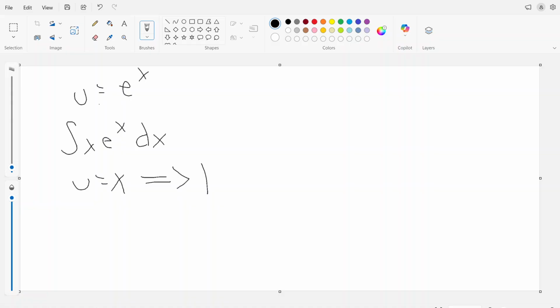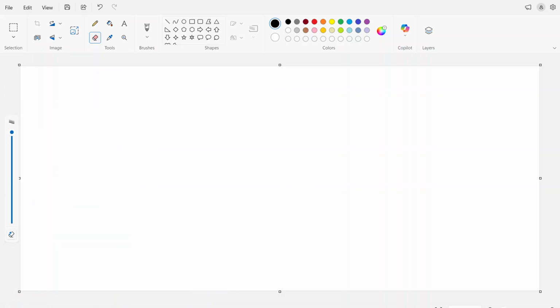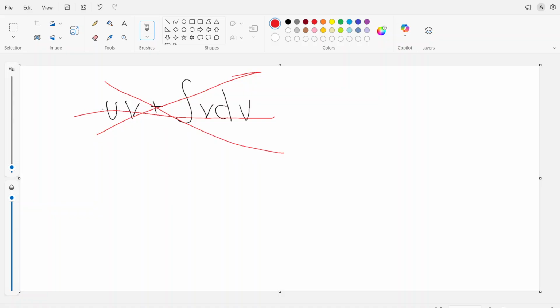The second mistake is just completely misremembering the formula. So I saw some students make the formula uv plus the integral of v du. That is very, very bad and wrong. That is bad, because there should be a minus sign here instead of a plus. So the correct formula is uv minus the integral of v du.